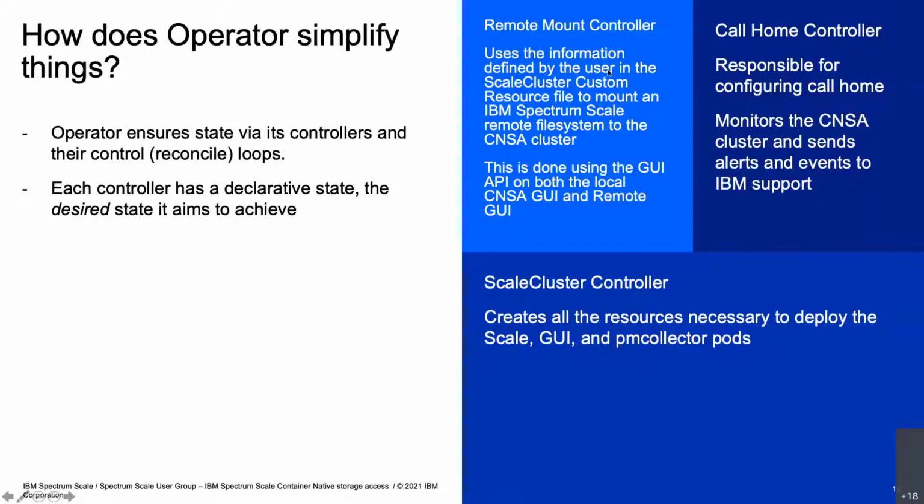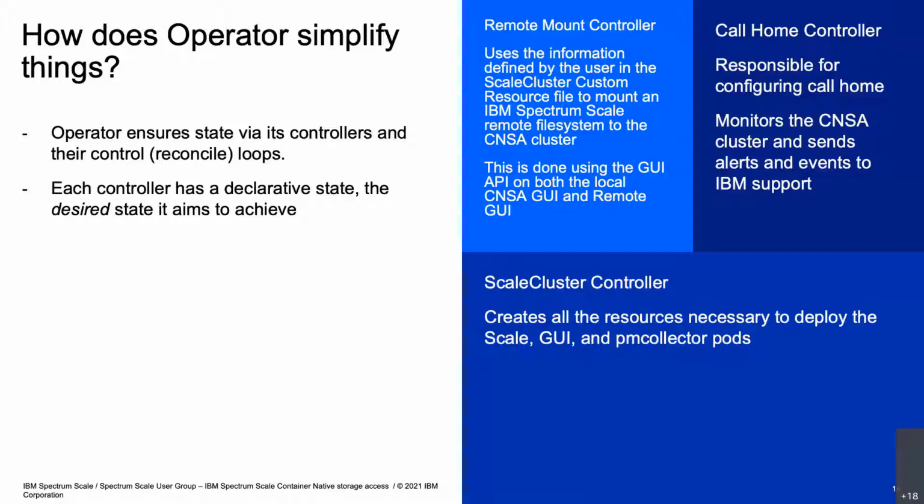The remote mount controller is what we use to configure that remote file system on the remote storage cluster that we use for our backend storage. So that's this controller's job, to establish a connection to that storage system, establish the file system that's on the remote system, and then be able to mount it and use it. And we use the GUI API for this to complete that connection.